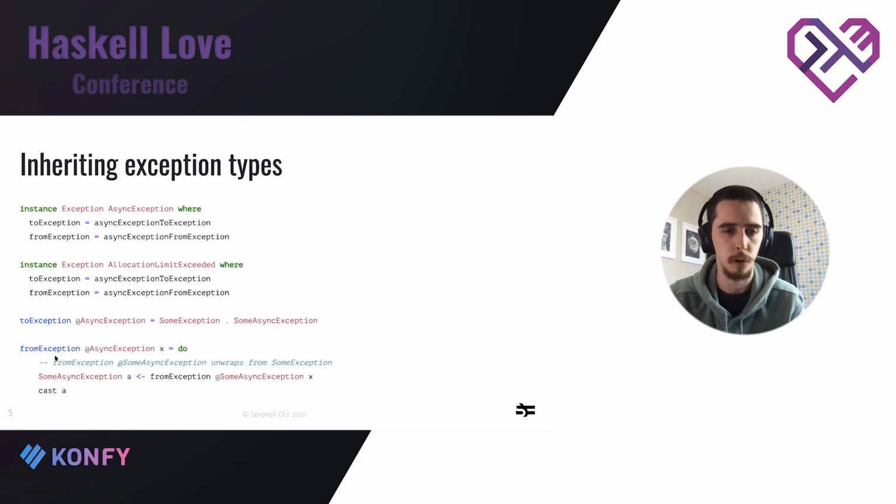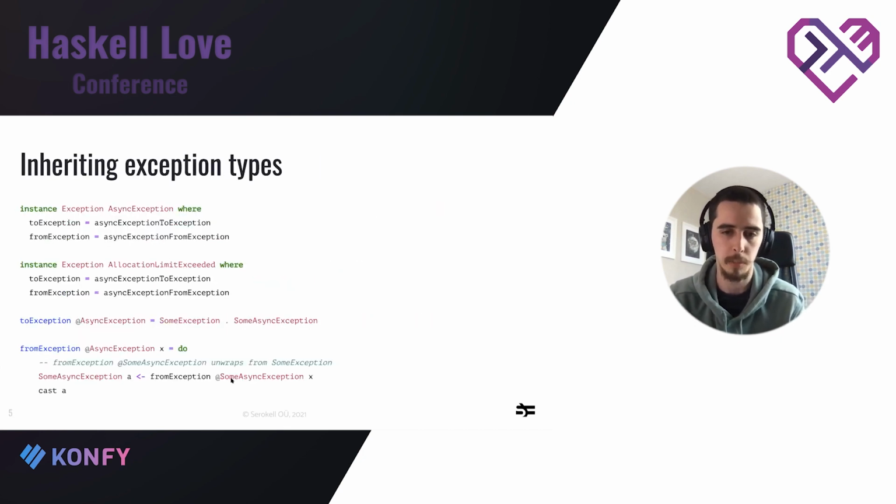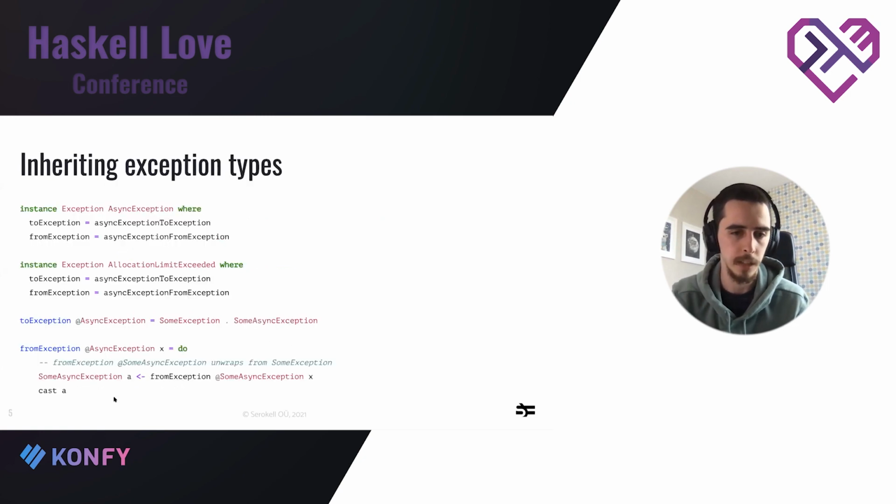Now, if we look at fromException, we will again inline this definition. It extracts SomeAsyncException, firstly, using the default definition, which just extracts from SomeException and uses cast. Then it extracts the value from SomeAsyncException and returns cast a. If a has the type AsyncException, it will return just the value, and if not, the conversion will fail and return Nothing.